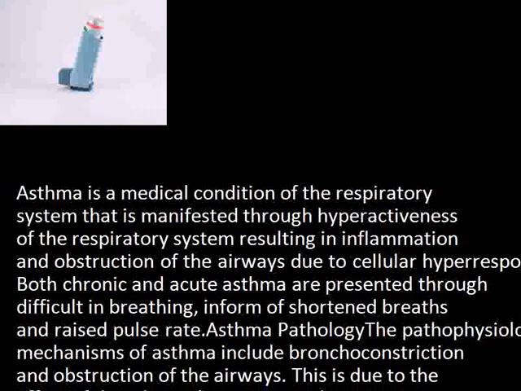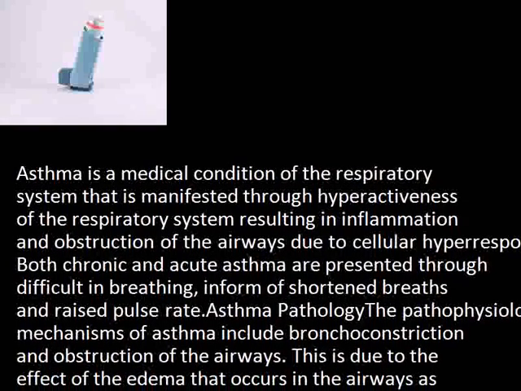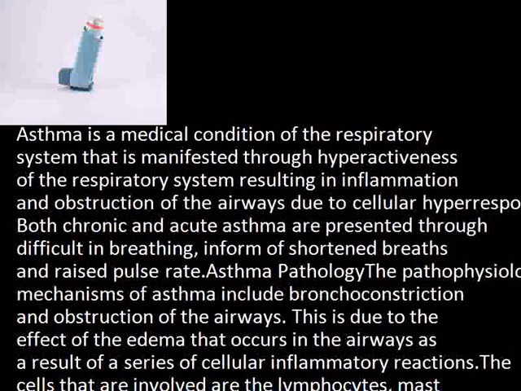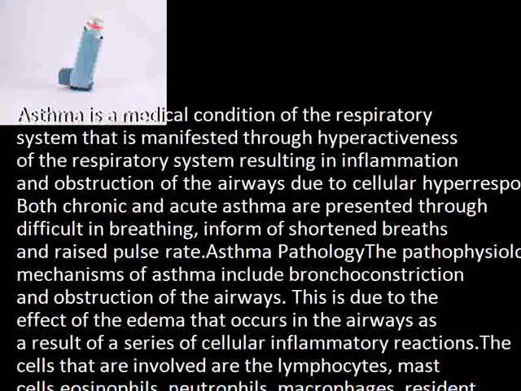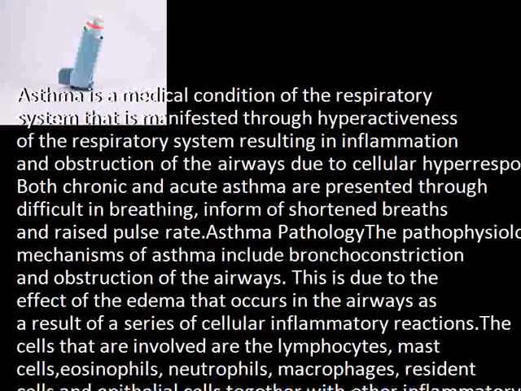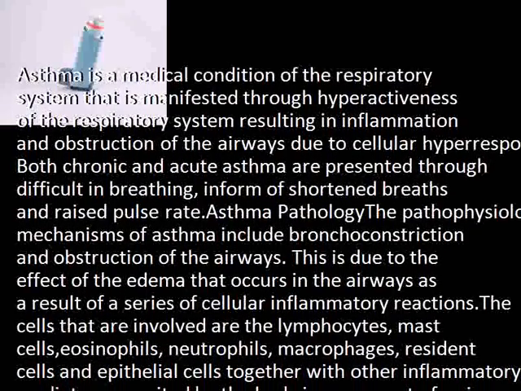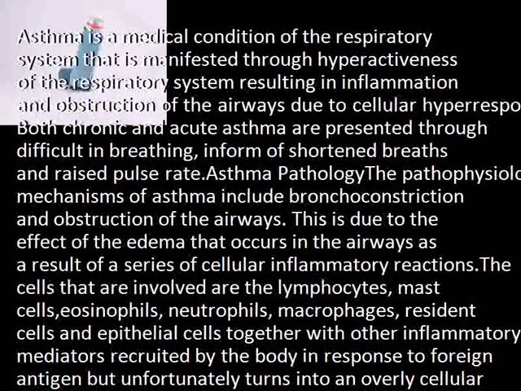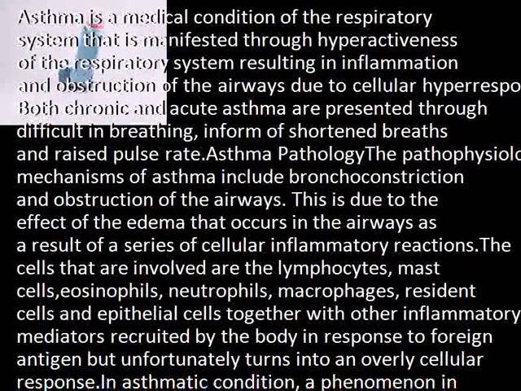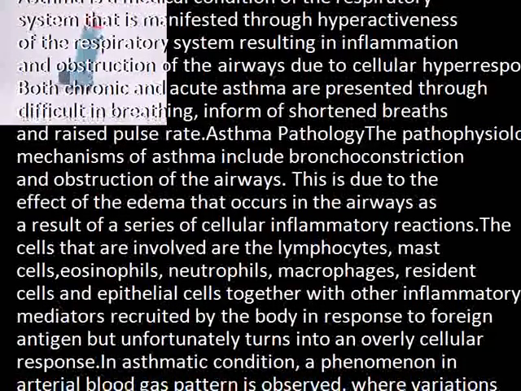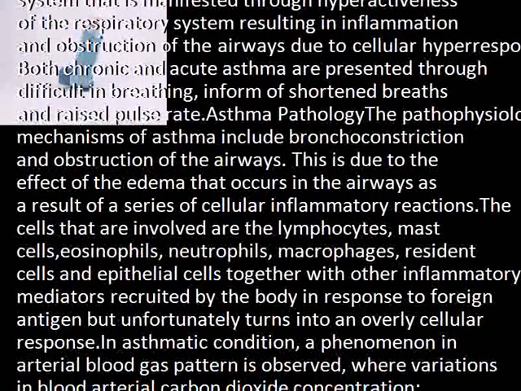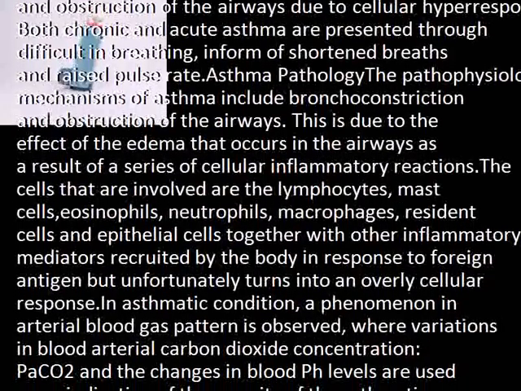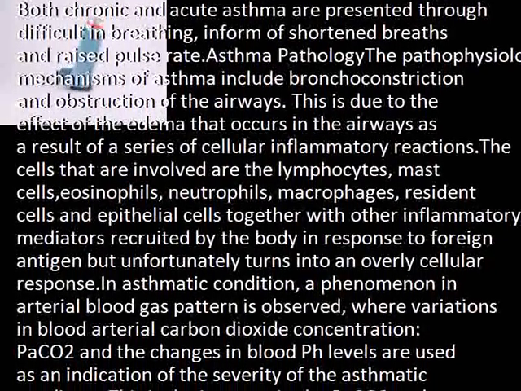Asthma pathology. The pathophysiological mechanisms of asthma include bronchoconstriction and obstruction of the airways. This is due to the effect of the edema that occurs in the airways as a result of a series of cellular inflammatory reactions. The cells that are involved are the lymphocytes, mast cells, eosinophils, neutrophils, macrophages, resident cells and epithelial cells, together with other inflammatory mediators recruited by the body in response to foreign antigen, but unfortunately turns into an overly cellular response.